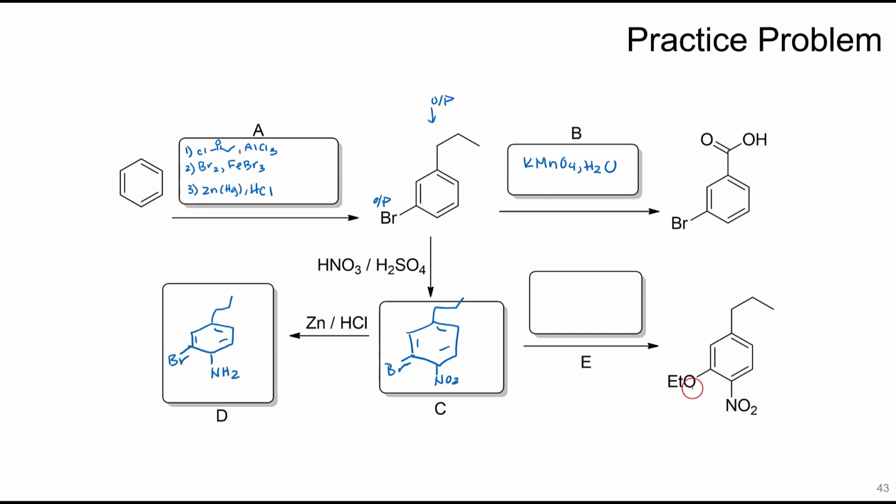To get to E, I see we're making an ether, so they're probably doing a nucleophilic addition here. So we can add NaOEt with heat, and this should work because we have the electron withdrawing group ortho to the leaving group.